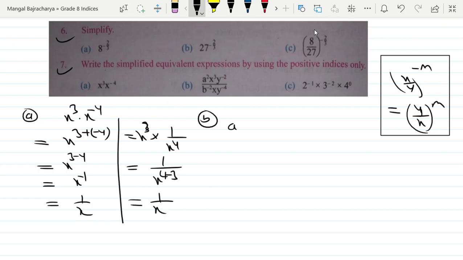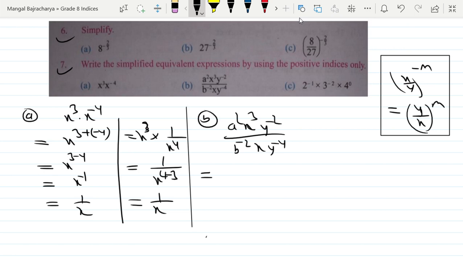So there is a square x cube, y power minus 2, whole getting divided by b power minus 2, and then x and y power minus 4. The first thing we do here is remove the negative power first. For removing the negative power, if you see a negative power in the numerator, bring it down and it turns positive. And if you see a negative power down in the denominator, bring it above in the numerator, and it will turn positive. It will be very useful to deal with this.